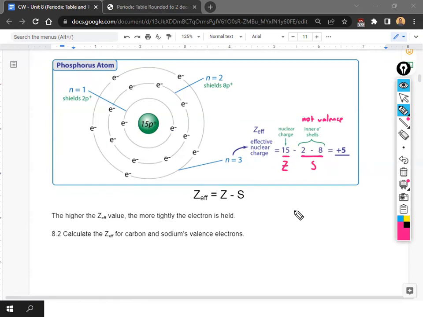Okay. Which kind of leads into the first practice problem. I want you guys to calculate the Zeff for carbon and sodium's valence electrons. Okay. Carbon and sodium. And Zeff is for valence electrons.